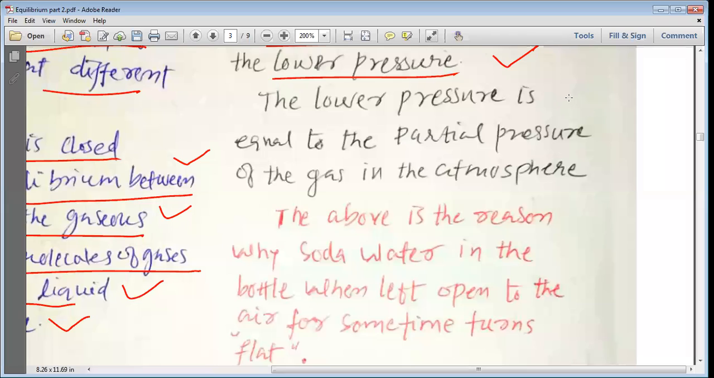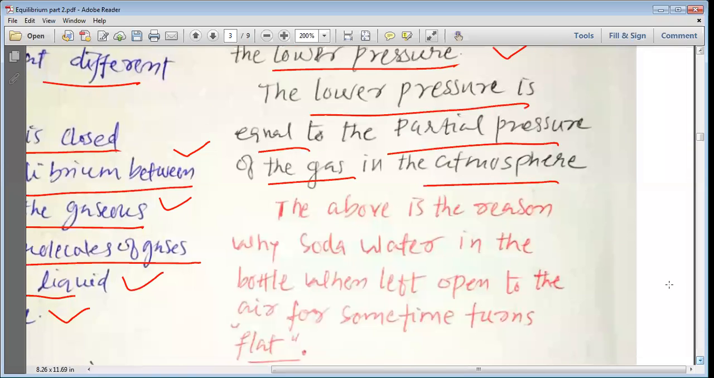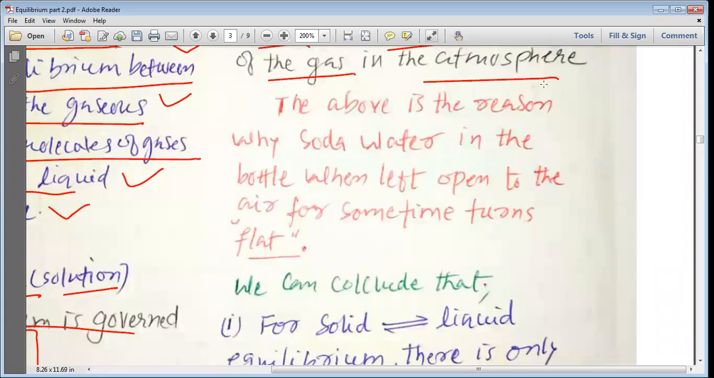So still the pressure is available on the carbon dioxide gas. So carbon dioxide gas still remains dissolved into the water, but the amount of carbon dioxide that is dissolved in the water is decreased, and again a new equilibrium can be established. The lower pressure is equal to the partial pressure of the gas in the atmosphere. So the new pressure is the partial pressure of the gas that is present into the atmosphere.